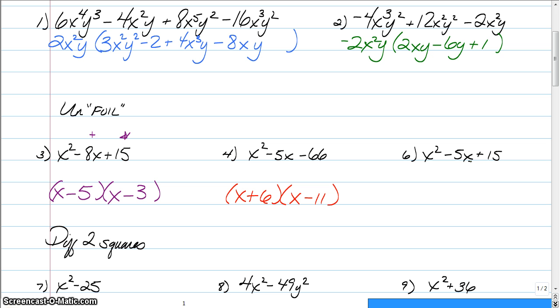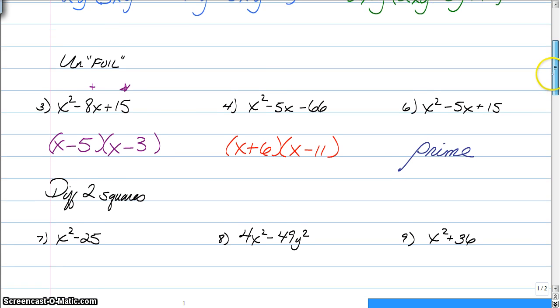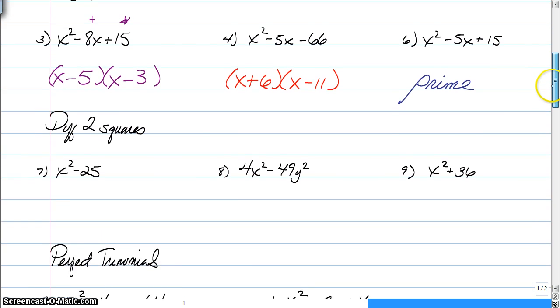Well, it can't be done, because list your factors of 15. You've got 15 and 1, that's not differing by 5. And you've got your 5 and 3, and we never work with decimals for these unless the problem starts with decimals. So this one is known as prime. Whenever it can't be factored, we just call it prime. Okay? So that's unfoiling, or the special number game, or whatever you want to call it.